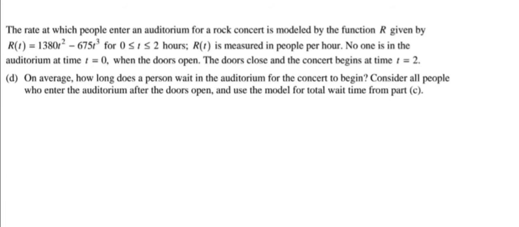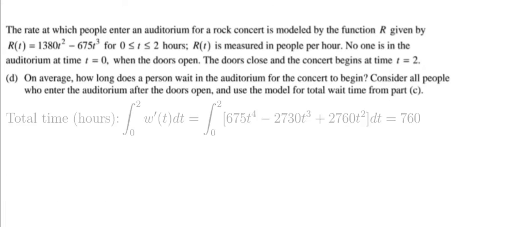So we can use that, but instead of the integral from 1 to 2, we can use the integral from 0 to 2. And of course, we still know w prime of t because we solved it in Part C. Then we can plug this into a graphing calculator to get that the total wait time was 760 hours. However, the question is asking for the average wait time per person.